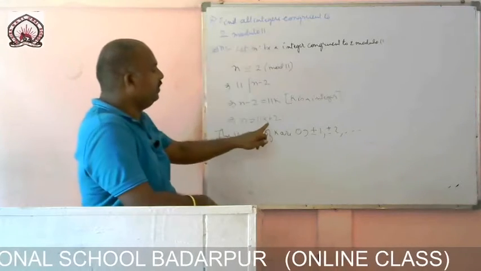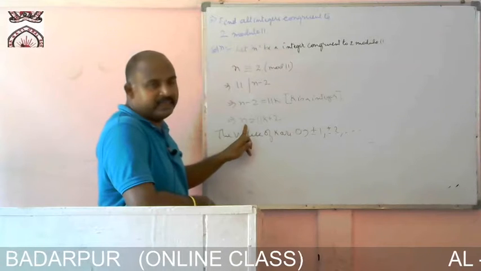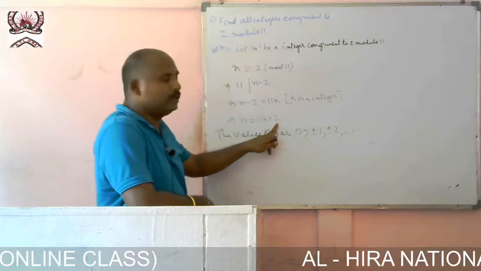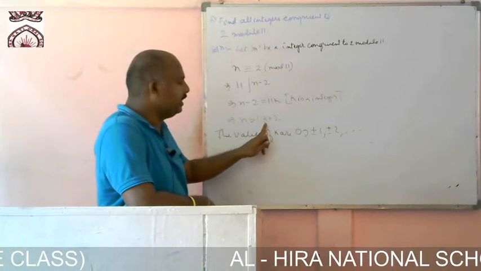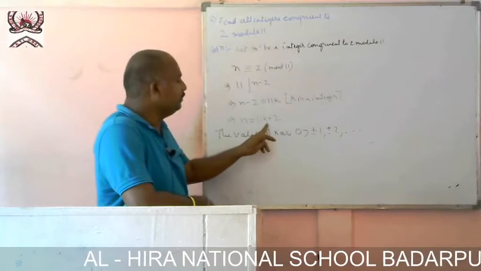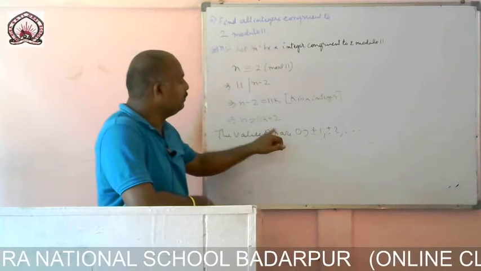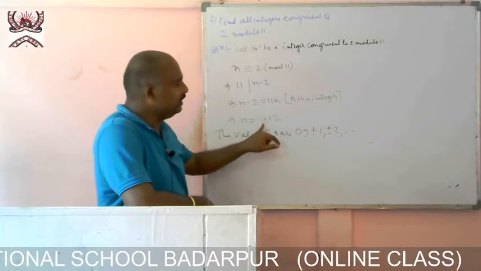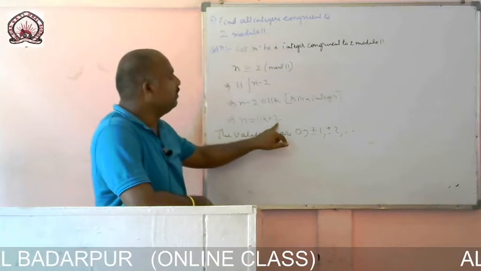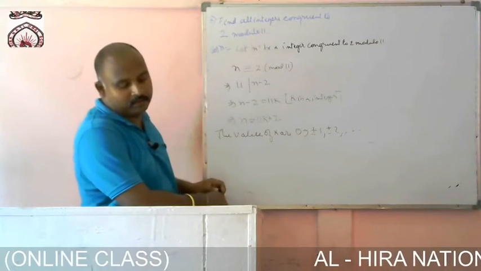Now if I put k equal to 0, we will get the value of n. 0 into 11 is 0, plus 2 is 2. If I put k equal to 1, then 11 into 1, 11 plus 2 is 13. If I put 2, 11 into 2, 22, plus 2 is 24. If I put minus 1, minus 11 plus 2, minus 9. If I put minus 2, minus 22, plus 2 is minus 20. And so on, we will get the numbers.